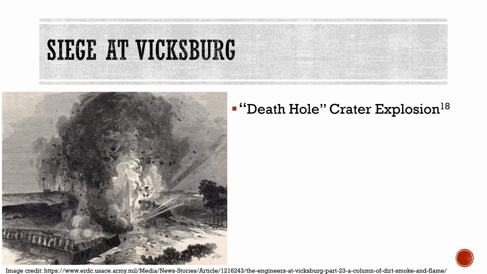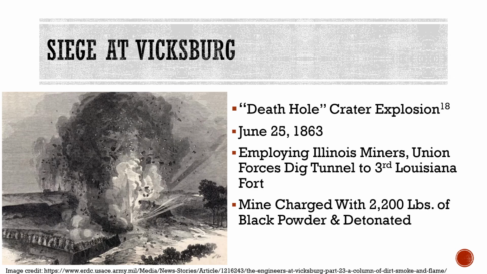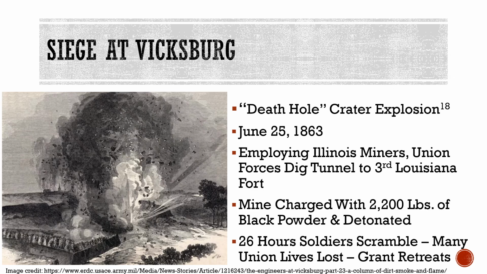During the siege at Vicksburg, Grant attempts to dig a tunnel to the fort that's occupied by the 3rd Louisiana Unit of the Confederate Forces. Basically, it's an engineering exercise. They used miners from the state of Illinois, and they charged this tunnel with 2,200 pounds of black powder and detonated it. Made a huge crater.